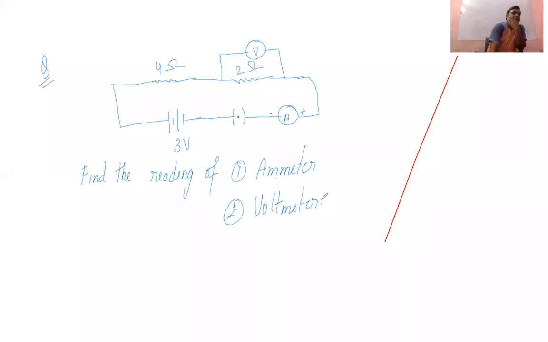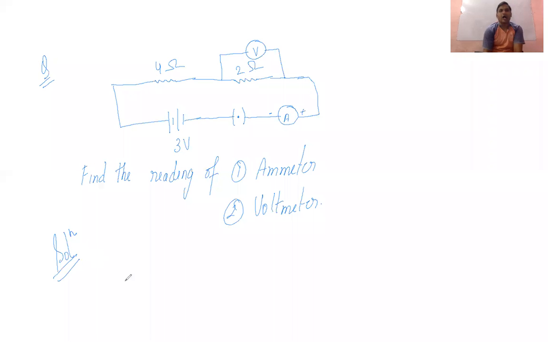Let me know the reading of the voltmeter. Sir, 3 volt. No, the answer is 1.2 volt, not ohm. Yes, sir, 1 volt will be there. Let me describe it to you. 1 volt will be there.